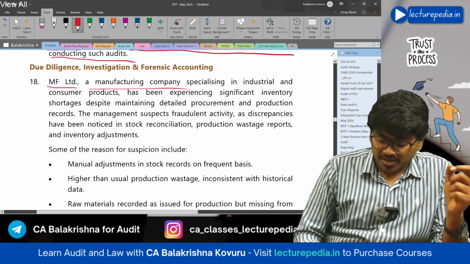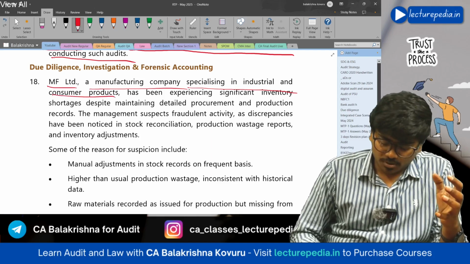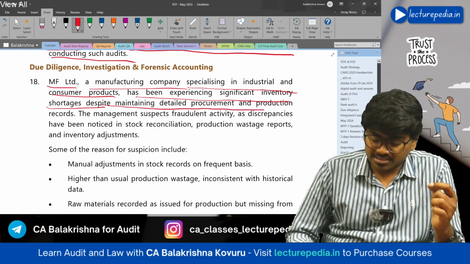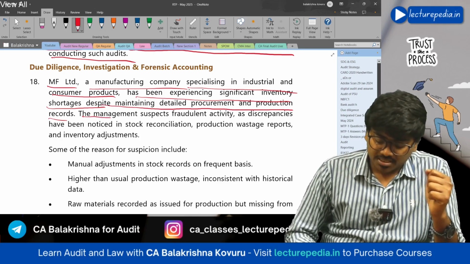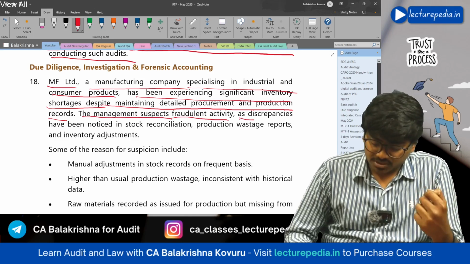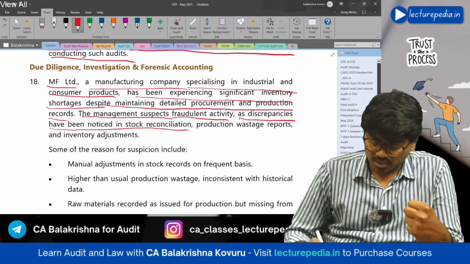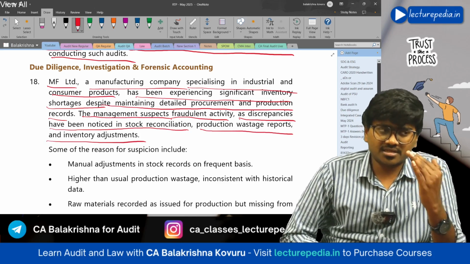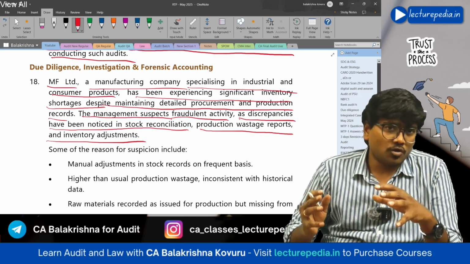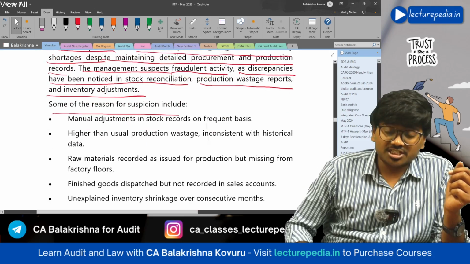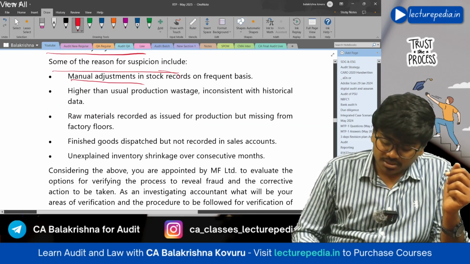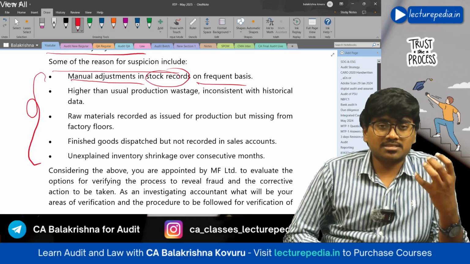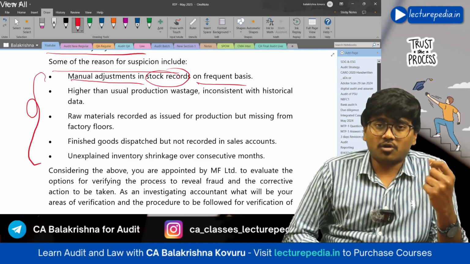EMF Limited, a manufacturing company specializing in industrial and consumer products, has been experiencing significant inventory shortages despite maintaining detailed procurement and production records. The management suspects fraudulent activity as discrepancies have been noticed in the stock reconciliation, production wastage reports, and inventory adjustment. Okay, management is predicting that certain frauds are taking place in the area of inventory. Some of the reasons for the suspicion include manual adjustment in stock records on a frequent basis. These points are causing suspicion in management that there is a fraud in the inventory.